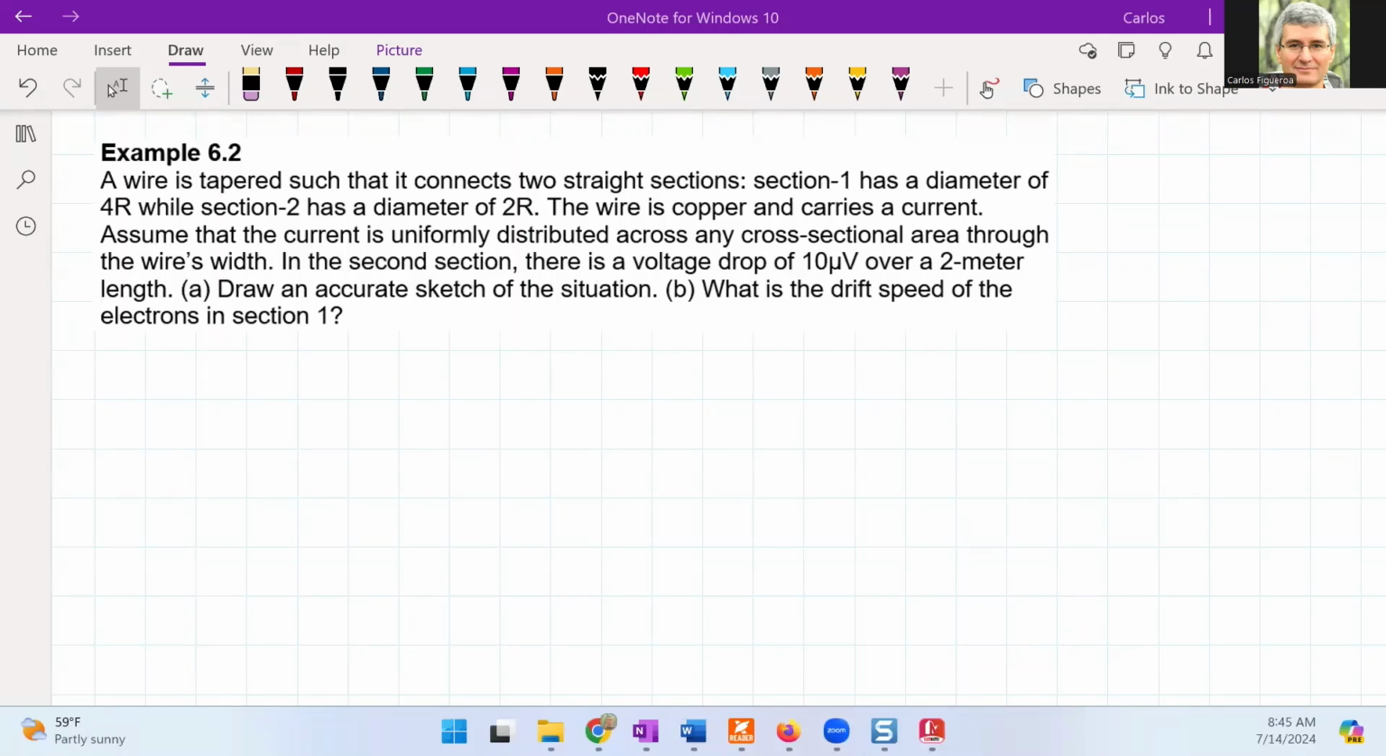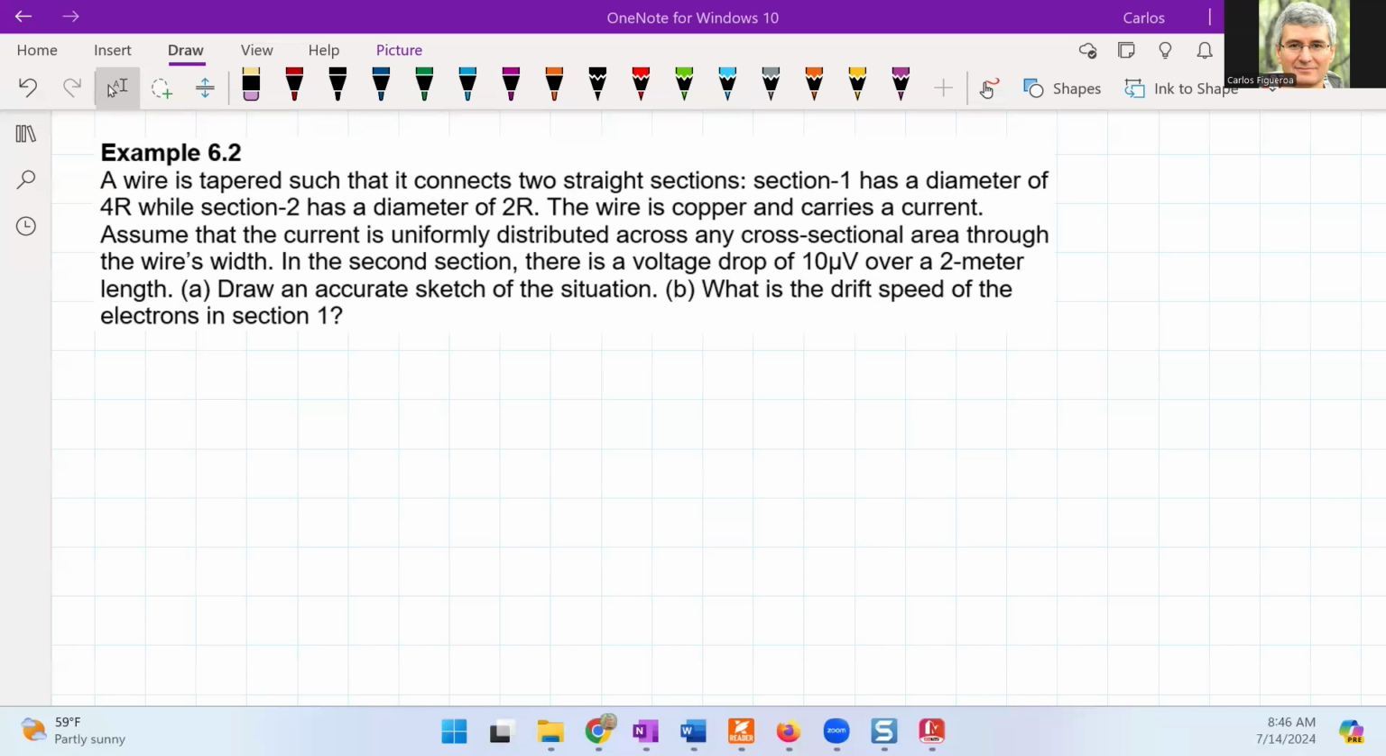Example 6.2. A wire is tapered such that it connects two straight sections. Section 1 has a diameter of 4R, while section 2 has a diameter of 2R. The wire is copper and carries a current. Assume that the current is uniformly distributed across any cross-sectional area through the wire's width. In the second section, there is a voltage drop of 10 microvolts over a 2-meter length.